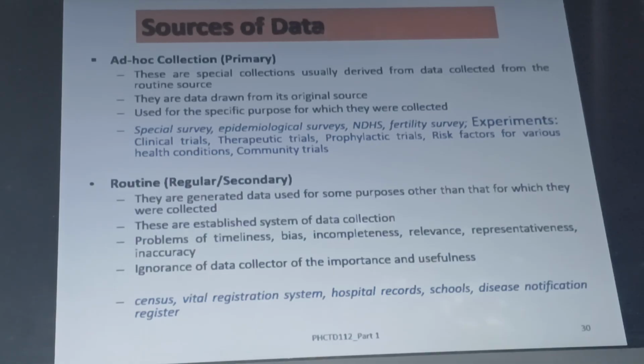So it's just as if I'm interested in looking at the number of diabetes patients in a particular hospital. Secondary data is when I go to the hospital to retrieve the hospital records, because the record initially was not for my own purpose, was not for the number of diabetes patients which I want to work on. So when I go to the hospital to retrieve that record, it is now termed as secondary data.